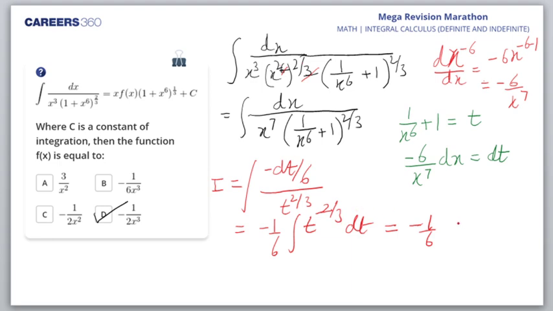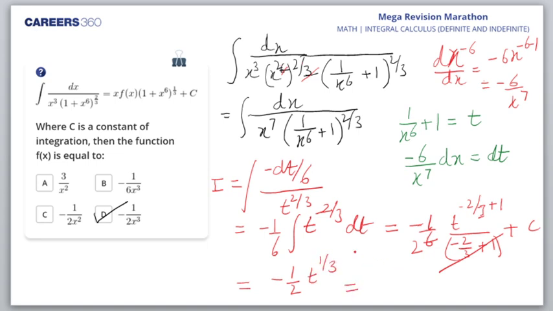t raised to power minus 2 by 3 will bring me t raised to power minus 2 by 3 plus 1 upon minus 2 by 3 plus 1, plus c. Okay, this will bring me 1 by 3. This 1 by 3 will cancel with this 1 by 6 as 1 by 2. So what do I get? I get minus 1 by 2 and t raised to power 1 by 3. Isn't that right?